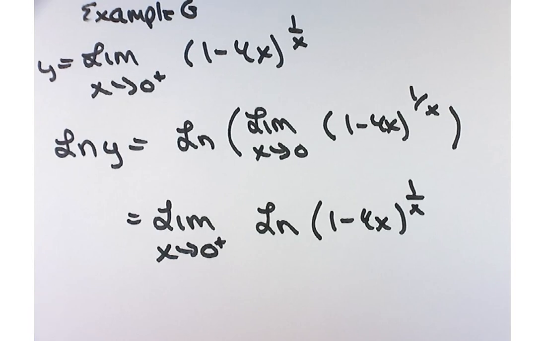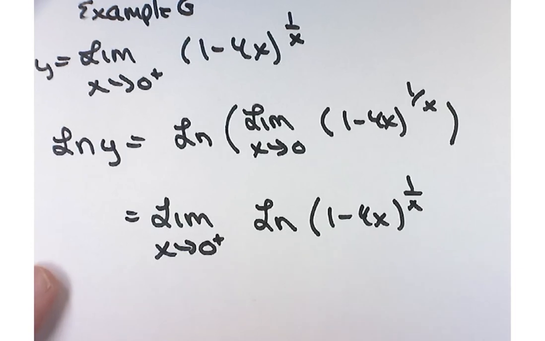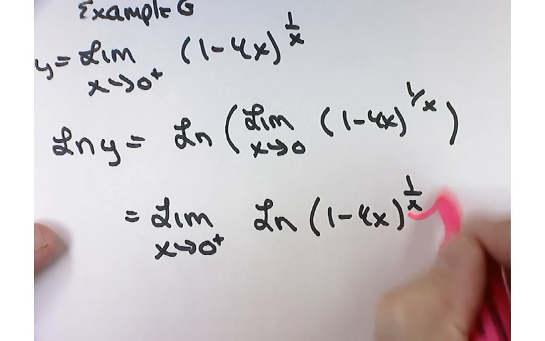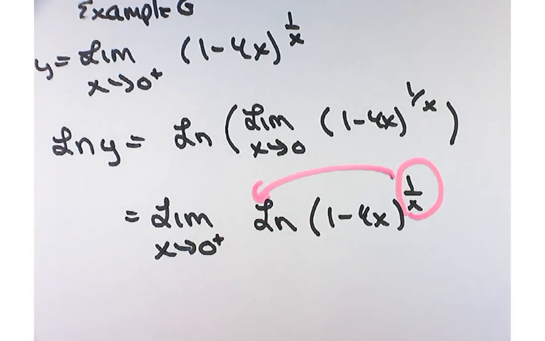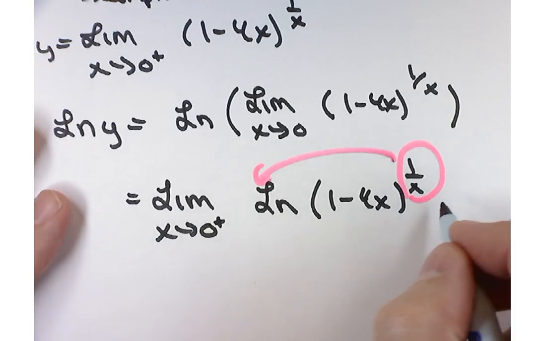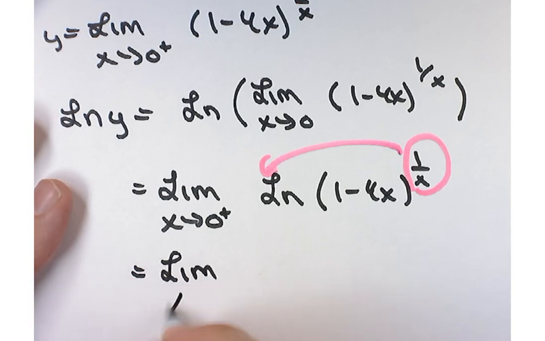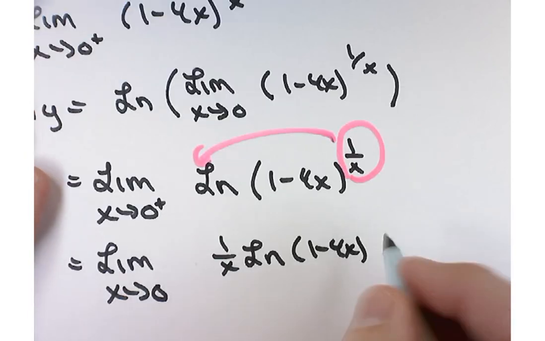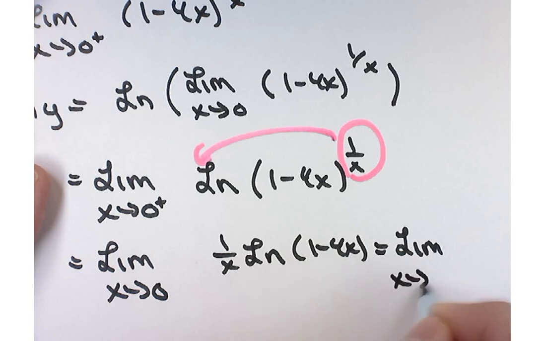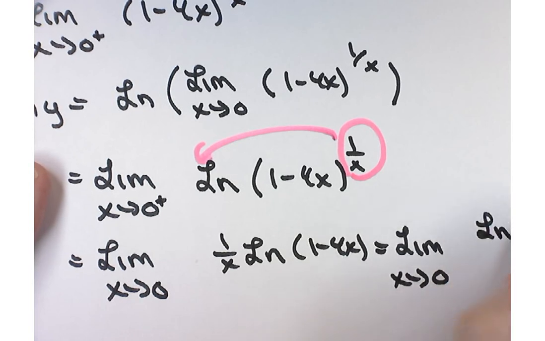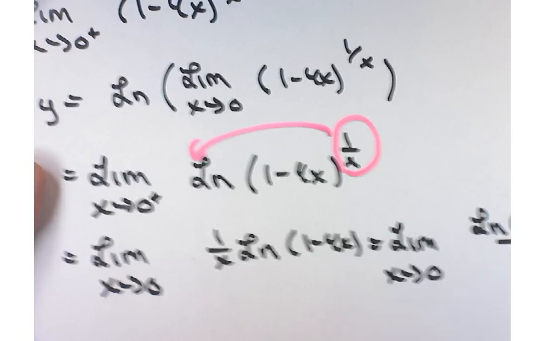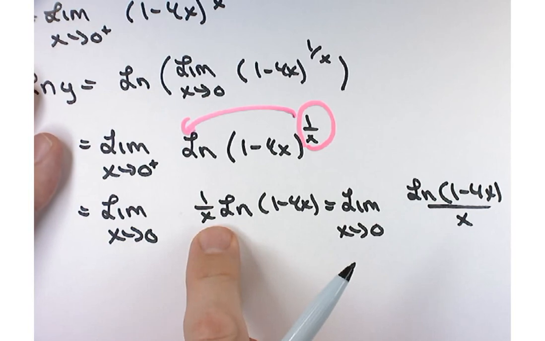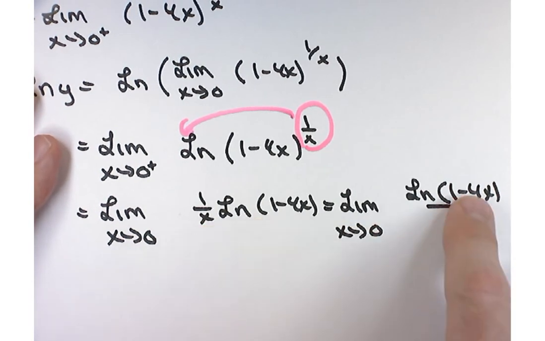That doesn't necessarily really help me a lot by itself. But there is something I can do because I know my properties of logs. Caitlin? Bring down the 1 over x to the front. Perfect. So that becomes the limit as x approaches 0 of 1 over x times ln of (1 minus 4x), which is the limit as x approaches 0 of ln of (1 minus 4x) over x. So basically, I just rewrote this product as a quotient.